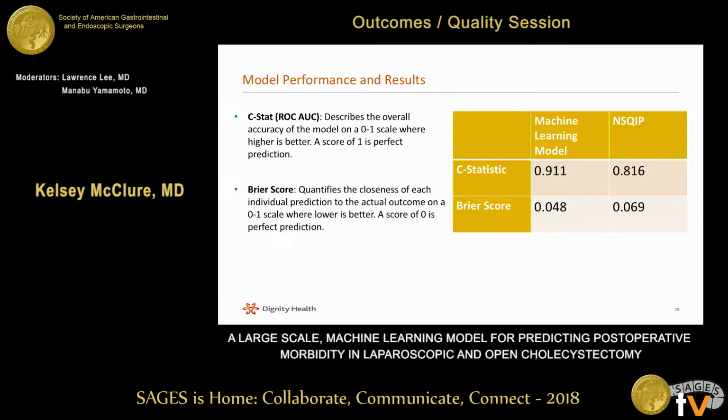perfect prediction, and the Brier score, which quantifies the closeness of each individual prediction to the actual outcome on a 0 to 1 scale, where lower is better and a score of 0 is a perfect prediction, you can see that our model, using machine learning techniques, outperforms the NSQIP surgical risk calculator in its ability to predict postoperative morbidity following cholecystectomy, i.e., our C-statistic is closer to 1 and our Brier score is closer to 0.